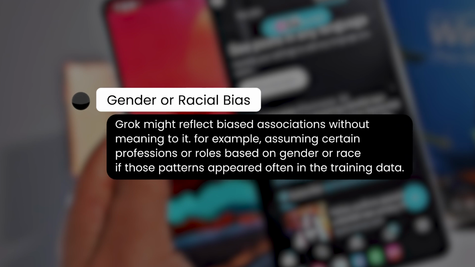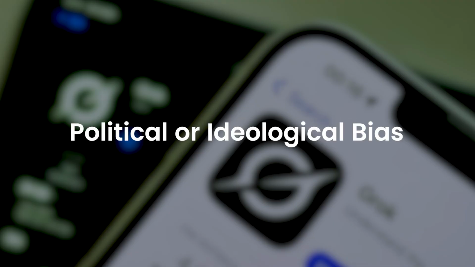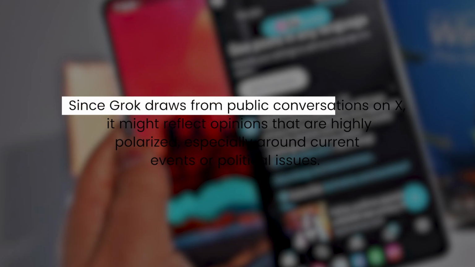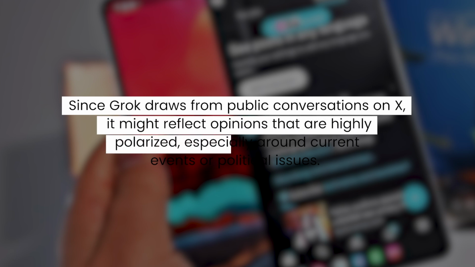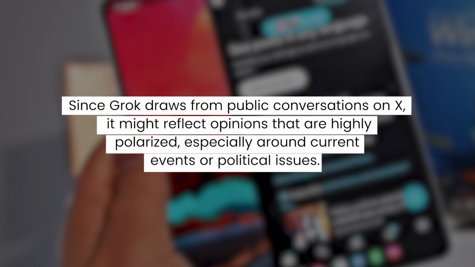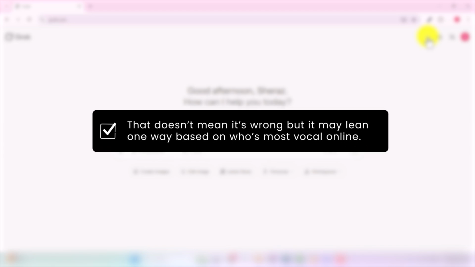Gender or racial bias. Grok might reflect biased associations without meaning to. For example, assuming certain professions or roles based on gender or race, if those patterns appeared often in the training data. Political or ideological bias. Since Grok draws from public conversations on X, it might reflect opinions that are highly polarized, especially around current events or political issues. That doesn't mean it's wrong, but it may lean one way based on who is most vocal online.